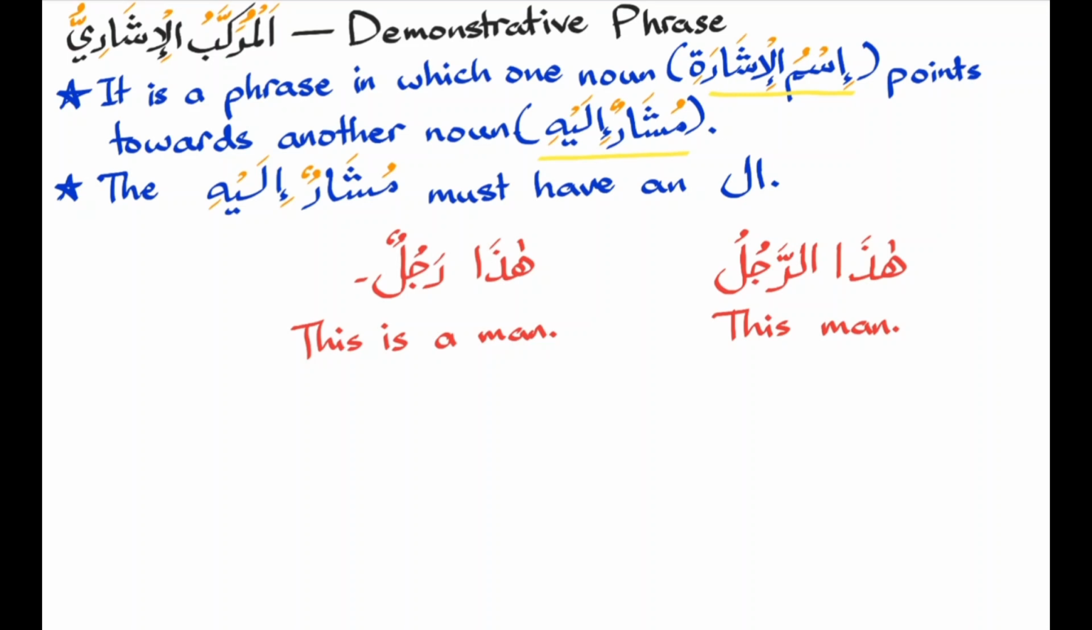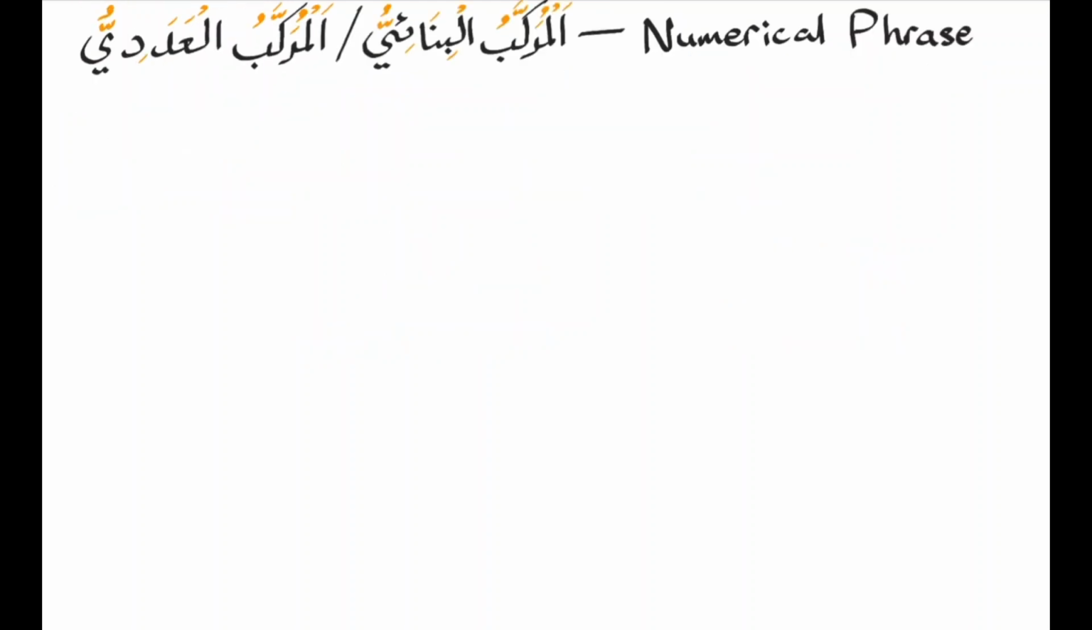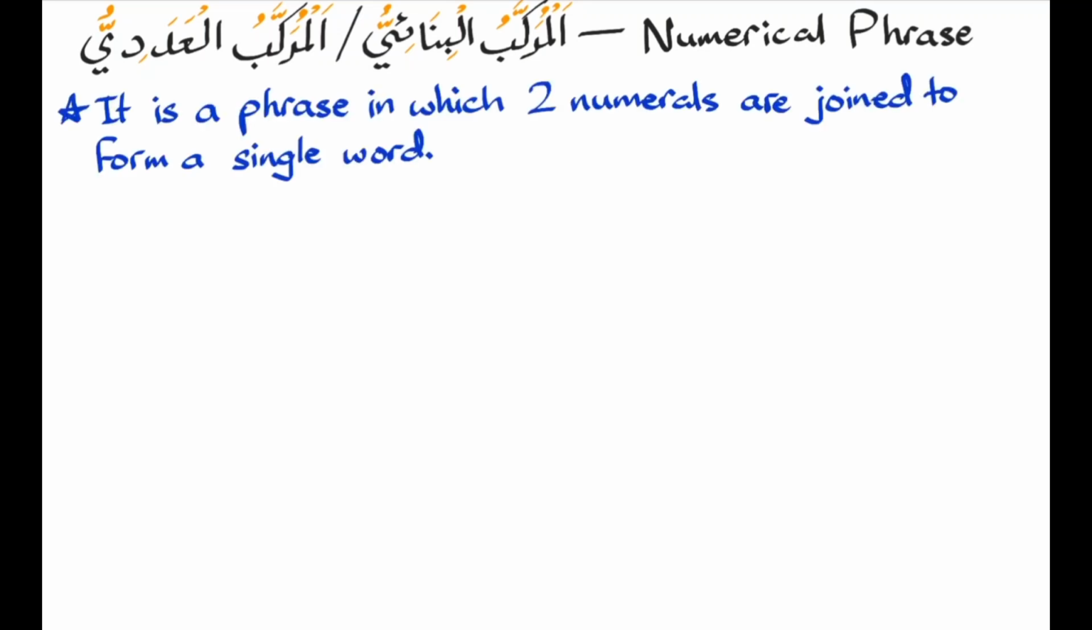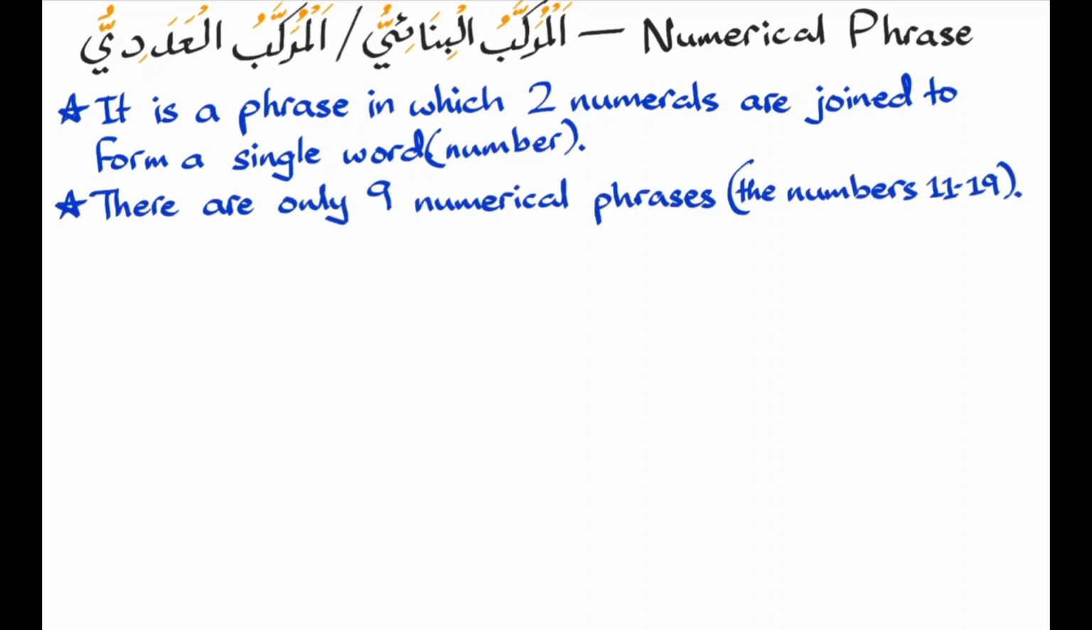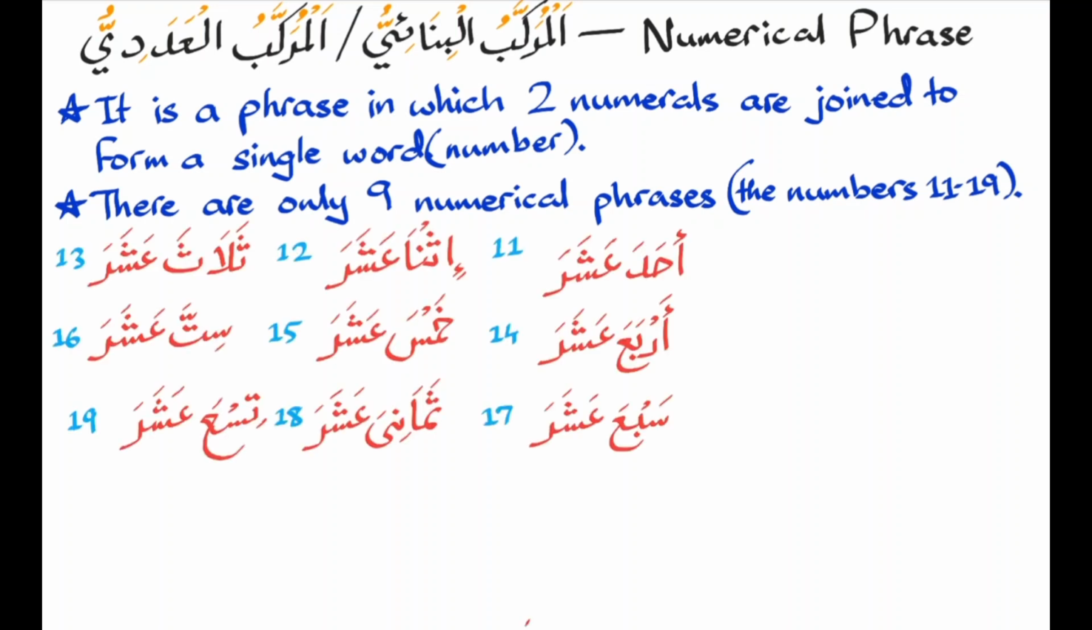Now let's move on to the fourth one, which is المركب البنائي or المركب العددي. المركب البنائي or المركب العددي means numerical phrase. المركب العددي or المركب البنائي is a phrase in which two numerals, meaning numbers, are joined together to form a single word. There are only 9 numerical phrases, and these are the numbers 11 to 19 in Arabic. Let me note them down for you. These are the 9 المركب البنائي or المركب العددي.